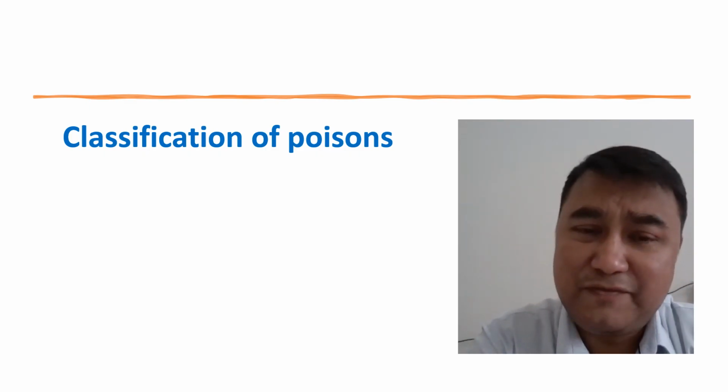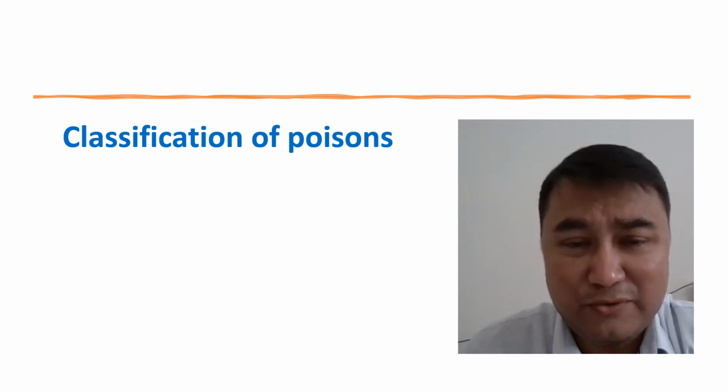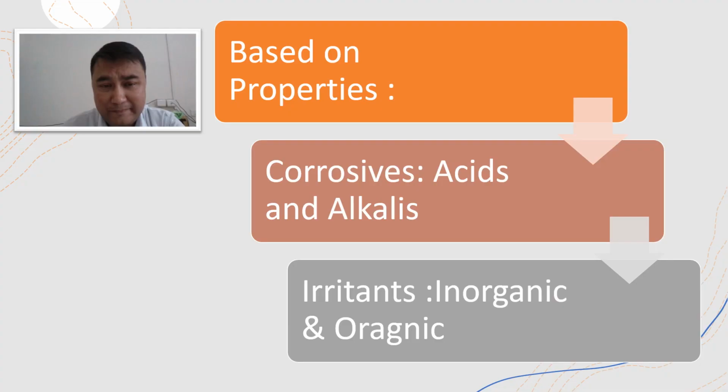Now coming to the classification of poisons. Here I am going to tell you how the poisons are classified. Poisons are classified based on their properties and based on their site of action. Based on their properties, we can broadly divide poisons into corrosives and irritants. The corrosives can be further subdivided into acids and alkalis, and irritants can be subdivided into inorganic and organic irritants.